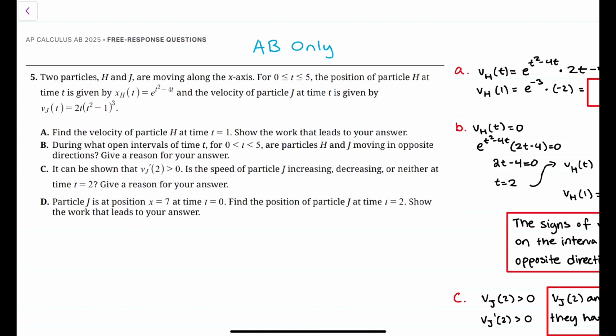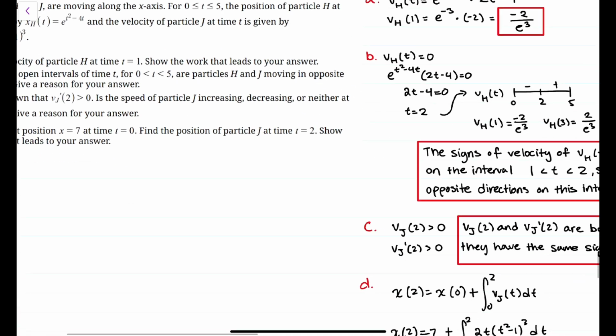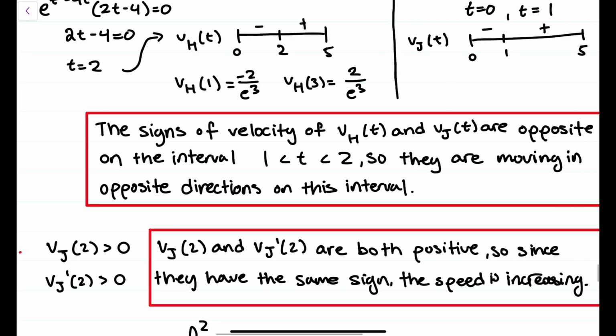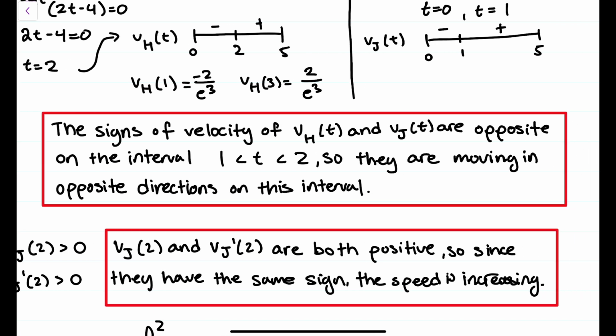For part C, it can be shown that v of j of prime at t equals 2 is positive. So we have to see if the speed of the particle j is increasing, decreasing, or neither. So we have to see how v of j of t is acting at t equals 2. And we can see that both of them are positive, and because they have the same sign, that means the speed is increasing.